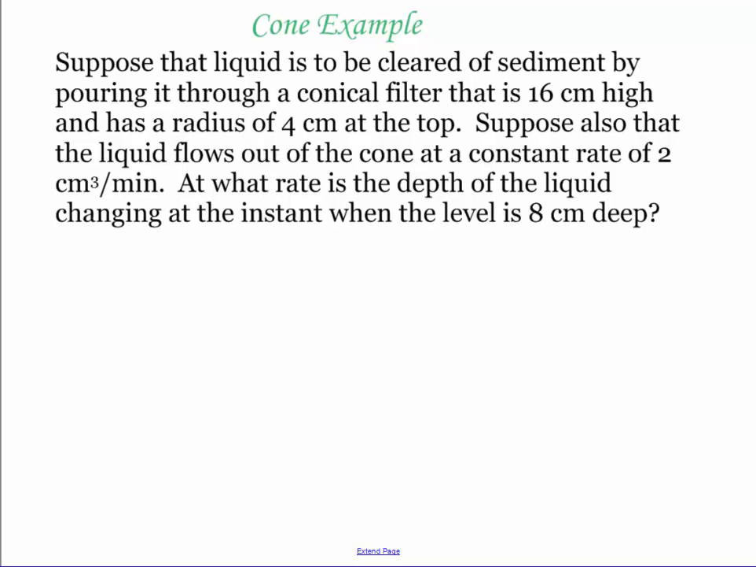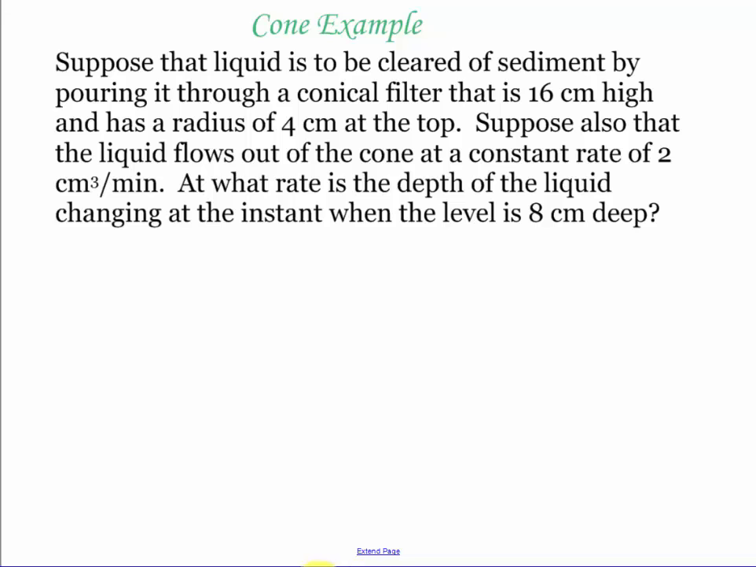This is a related rate example. I call this a cone example, where something is flowing out of a certain type of object. So we have a liquid that's being cleared of sediment by pouring it through a conical filter that is 16 centimeters high and has a radius of 4 centimeters at the top. Suppose that all the liquid flows out from the cone at a constant rate of 2 centimeters cubed per minute. At what rate is the depth of the liquid changing at the instant when the level is 8 centimeters deep?